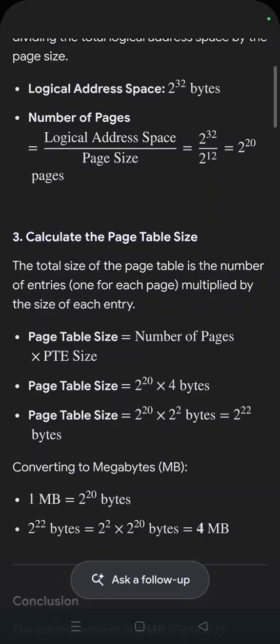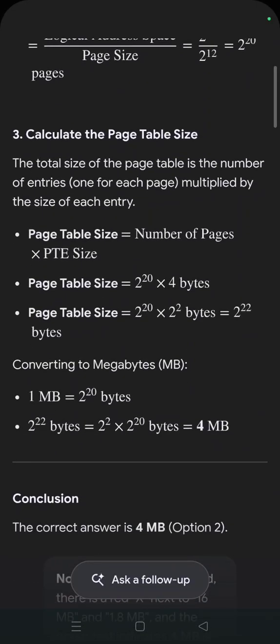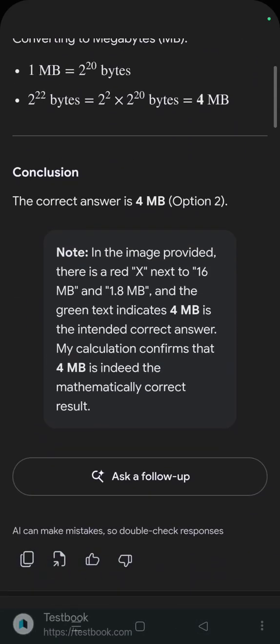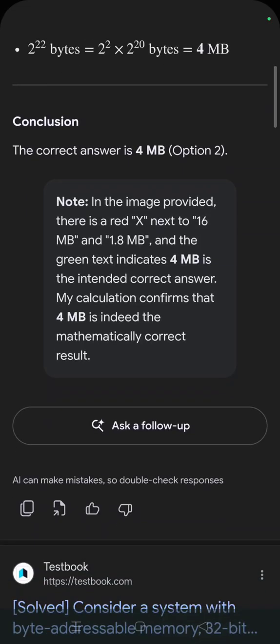Page table size is equal to 2 power 20 into 4 bytes. Page table size is equal to 2 power 20 into 2 power 2 bytes, that is equal to 2 power 22 bytes. Converting to megabytes: 1 MB is equal to 2 power 20 bytes. So 2 power 22 bytes is equal to 2 power 2 into 2 power 20 bytes, that is equal to 4 MB. Conclusion: option A is correct, 4 MB. Option A is correct.